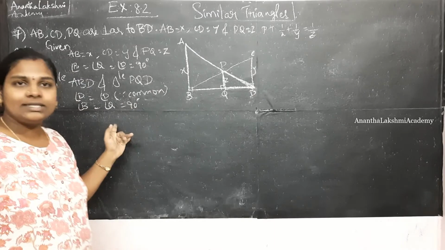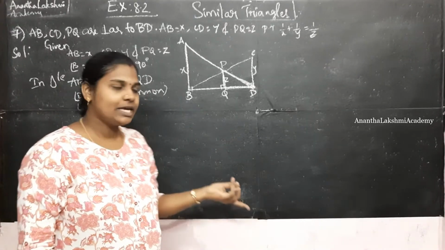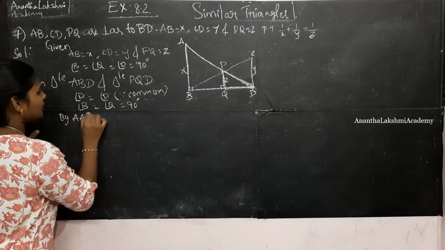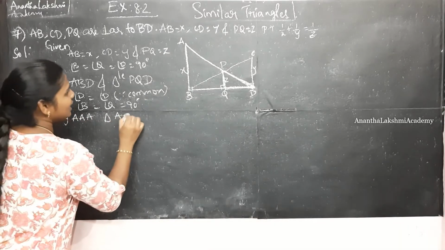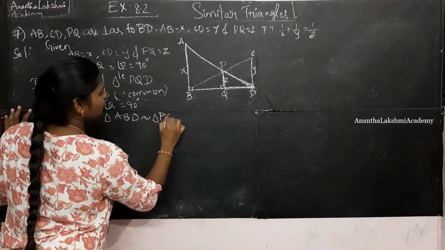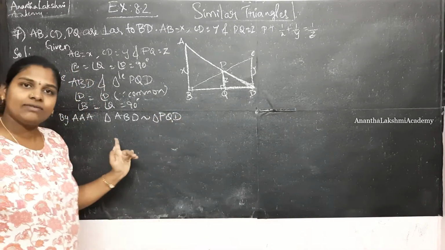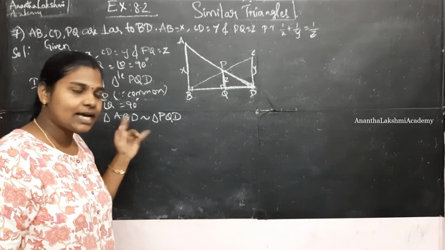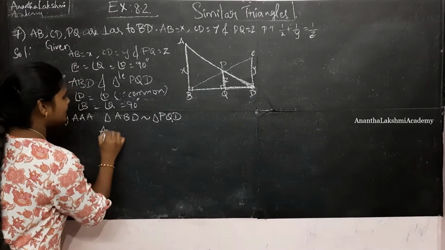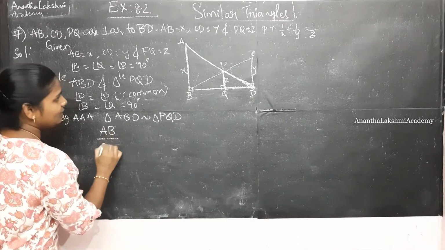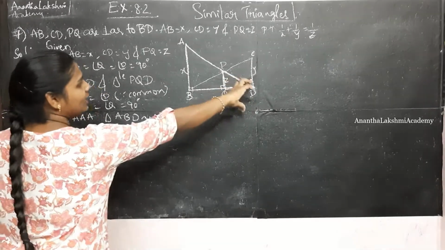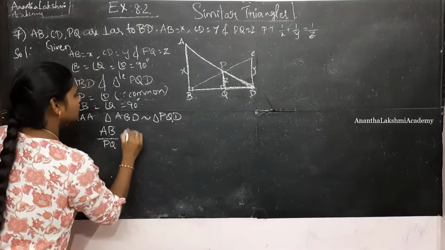Now, two angles are equal. Eventually, the third angle will be equal. So by AA similarity, triangle ABD is similar to triangle PQD. Now, when we have similar triangles, the ratio of their corresponding sides is also equal. So, corresponding sides are nothing but AB by PQ is equal to BD by QD.